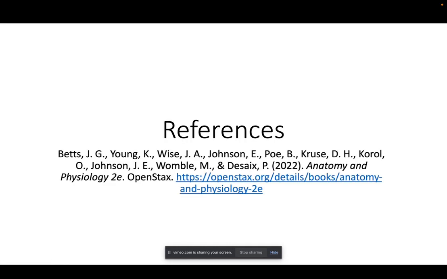So this is the reference book that I've used throughout this presentation. You can go back to this book and review if you want to. Most of the images that I've used are from this book, and I found this book to be very helpful. So I would recommend going back and reviewing this book.